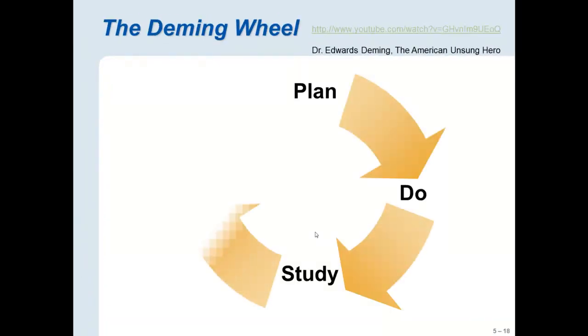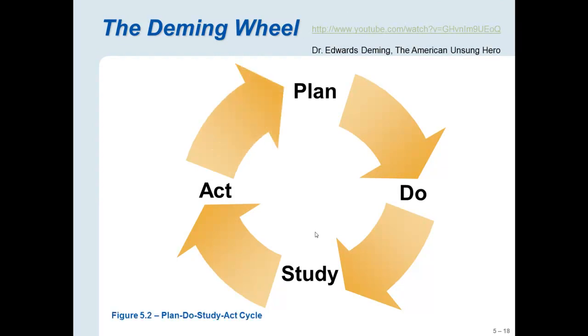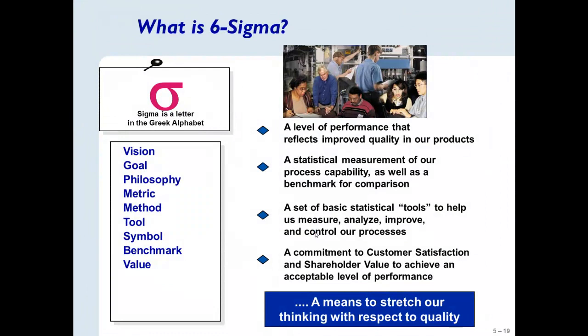This picture shows continuous improvement, or the Deming wheel, called plan, do, check, act, or plan, do, study, act. Six Sigma is an evolution of TQM. So Six Sigma evolved from TQM.